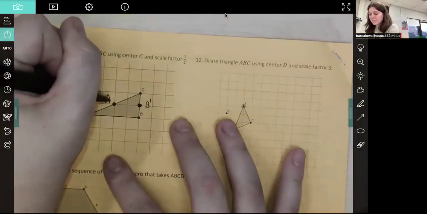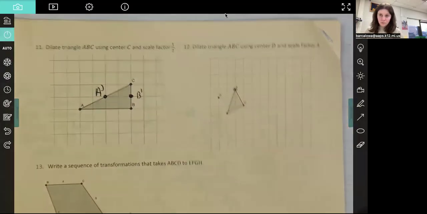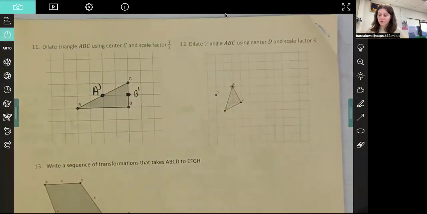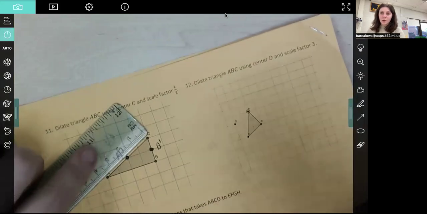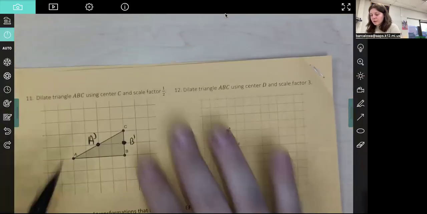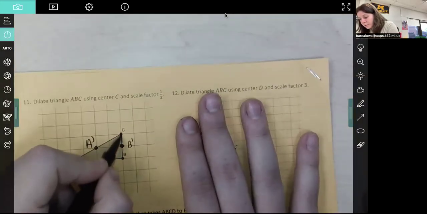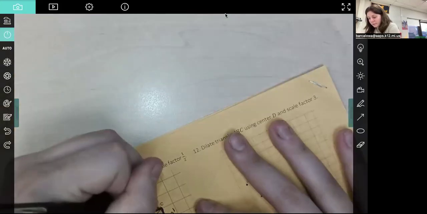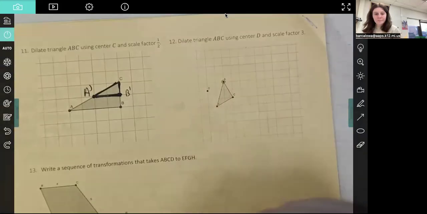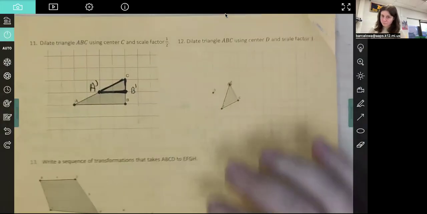Notice I did not move my ruler at all. When you do your initial measurement, you keep your ruler in the same place when you're marking your new point. So to make my new triangle, I'm just going to connect those up. I should use a straight edge. There we go. That's my new triangle.